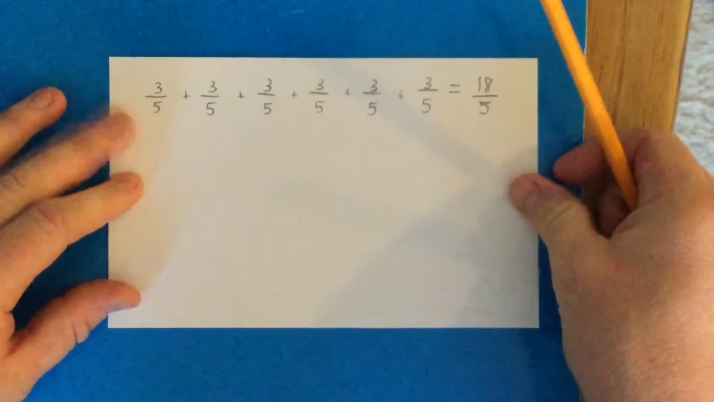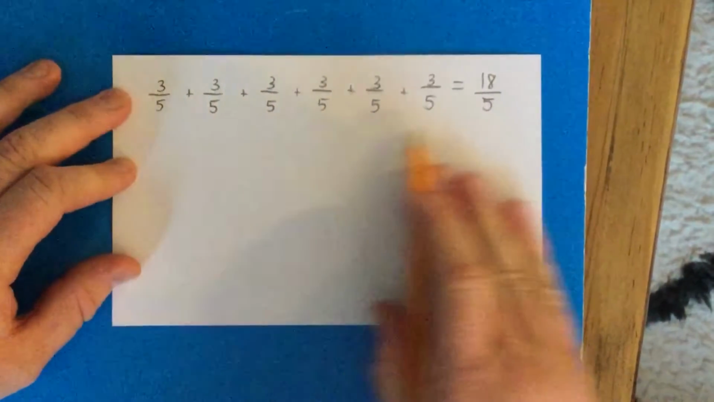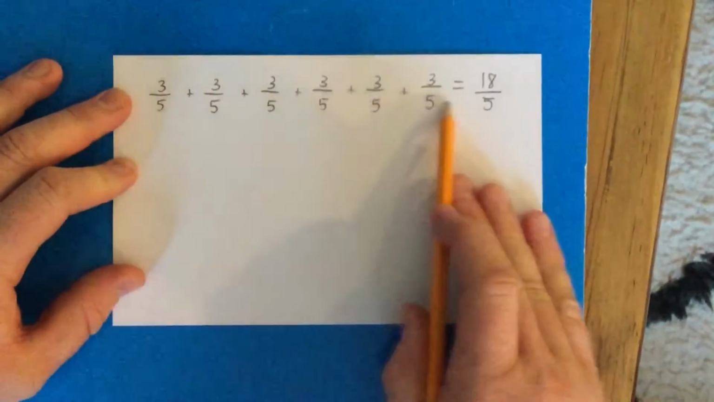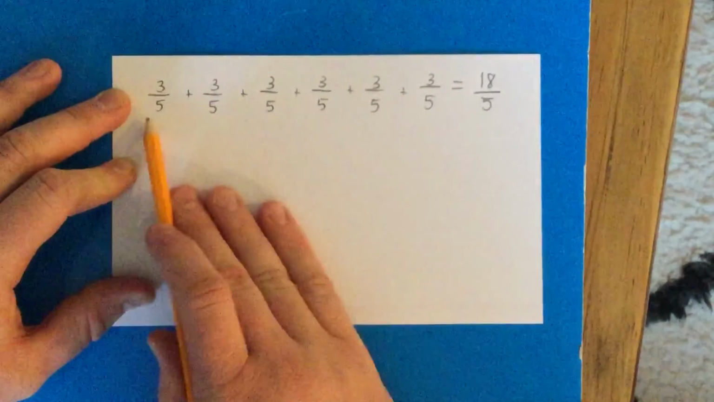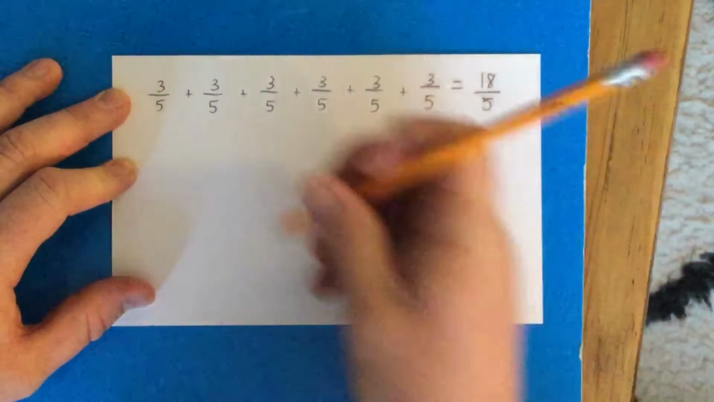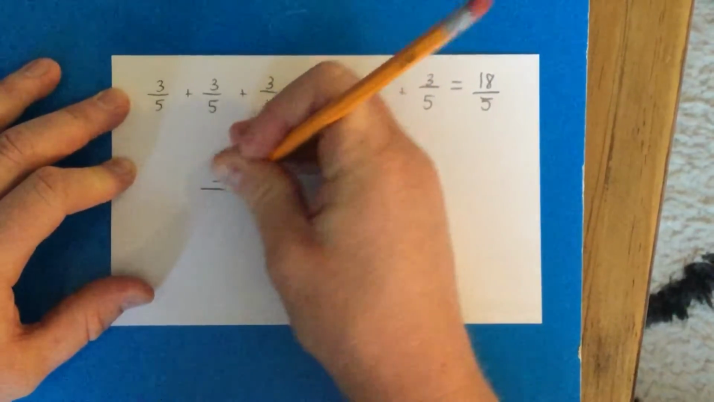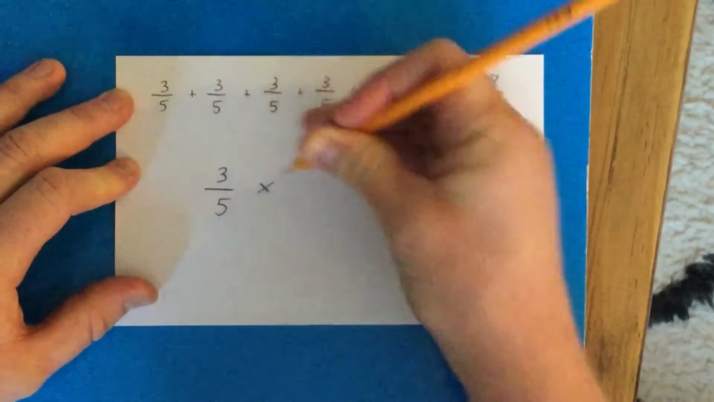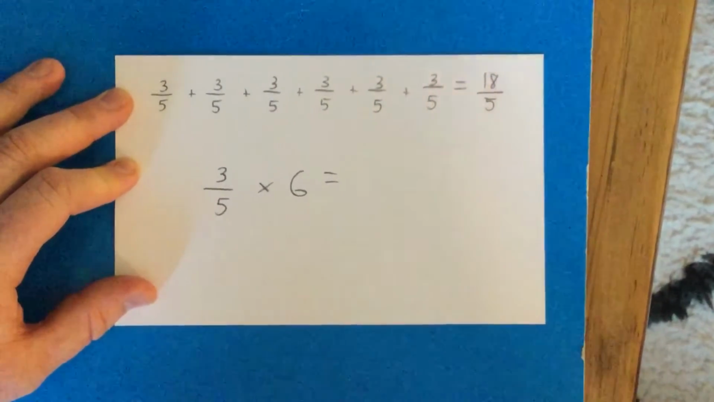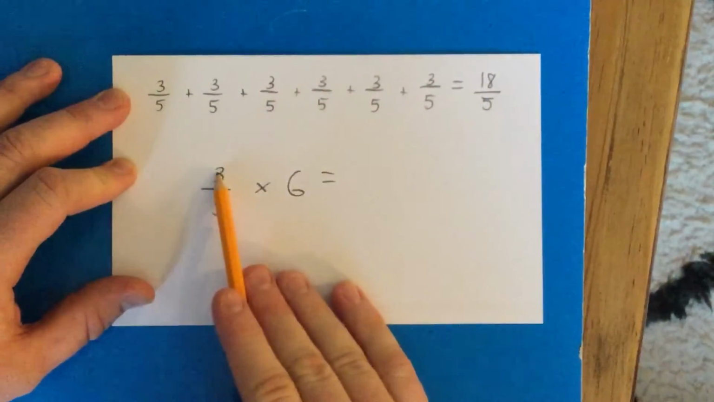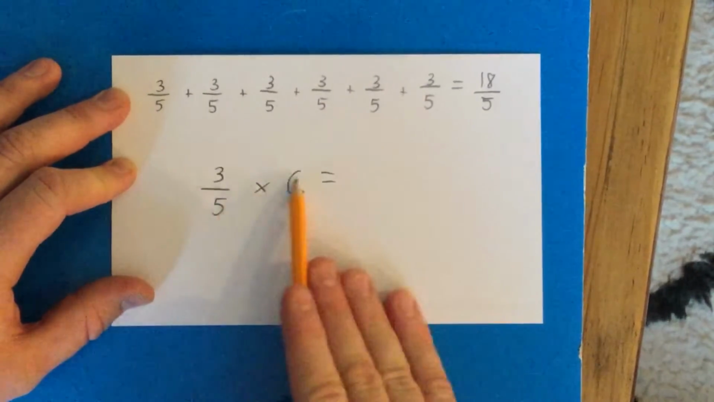18 fifths. Now, the reason I'm starting with a problem like this is because, since it's adding the same number over and over, we could represent this as a multiplication problem. We are multiplying 3/5 6 times. And so one of the questions that kids keep having is they're wondering, am I supposed to multiply the 3 by 6? Am I supposed to multiply the 5 by 6?